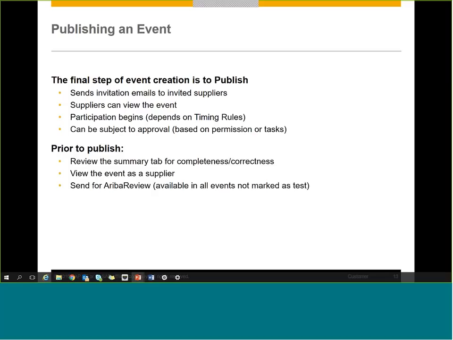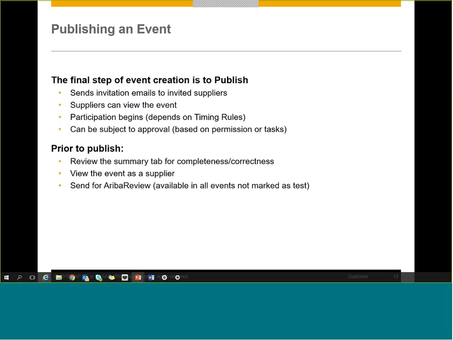So we might have a preview period where suppliers can log in and view the event, but it's not yet open for responses. Also, publishing the event can be subject to approval. If you are a member of the Junior Sourcing Agent Group, you will not be able to publish without approval from someone else within the organization. You can also set up a publish approval task on an event template so that it always requires publish approval, meaning someone else within the organization has to approve it before it can be published and launched out to suppliers.